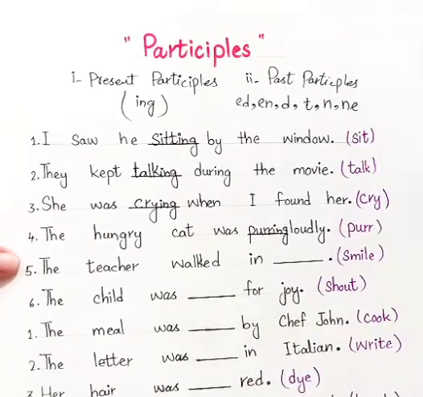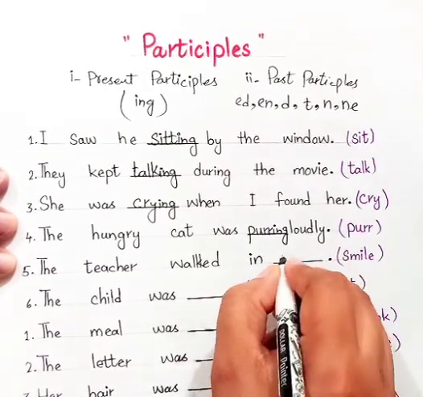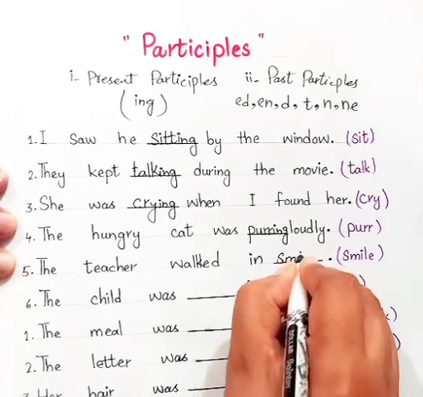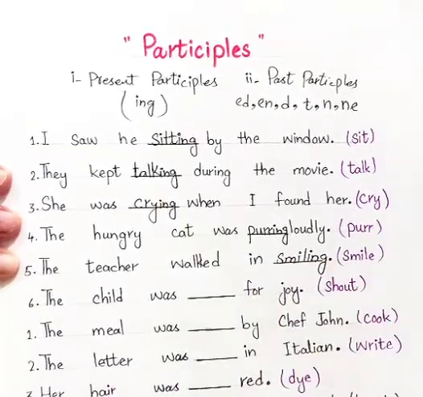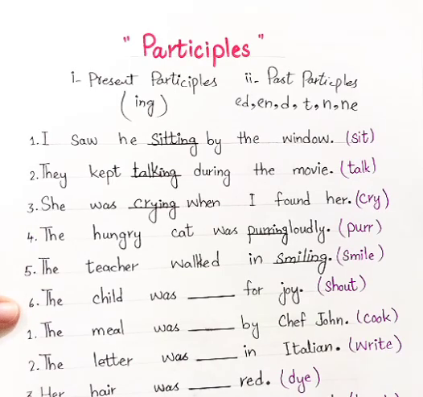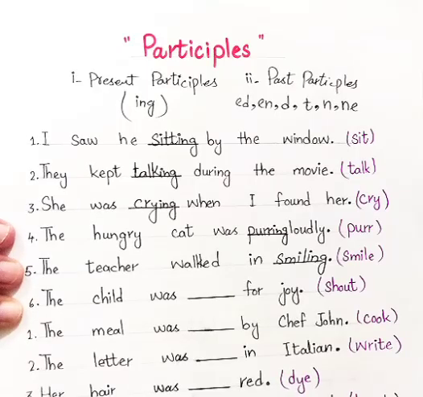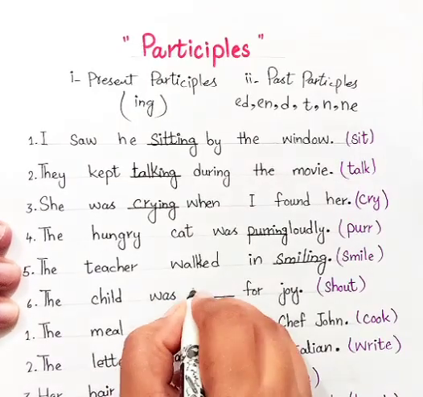Next one. The teacher walked in blank. The teacher walked in smiling. Next one. The child was blank for joy. Shout. According to present participle, the answer will be shouting.